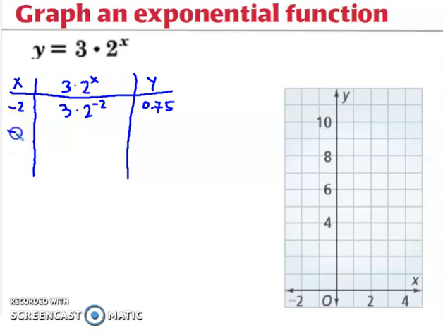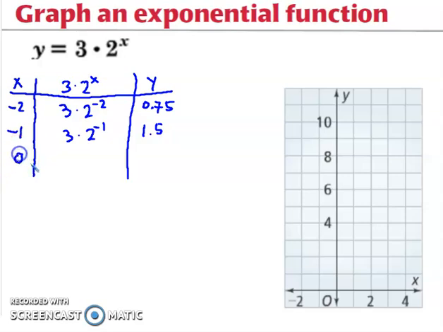Now, for an input of -1, we plug that into the expression 3 times 2 to the x. So we say 3 times 2 to the power of -1. That is 3/2, which is 1.5. So when the input is -1, the output is 1.5.